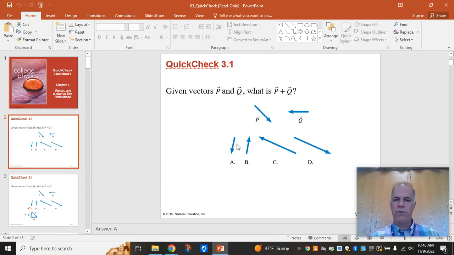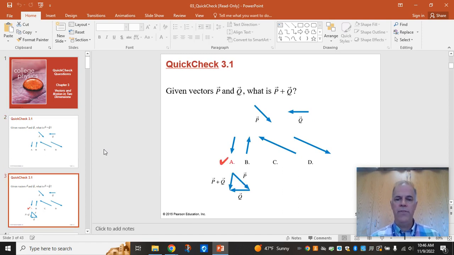All right, so let's start off here. This is the first one. Given vectors p and q, what is p plus q? I'm going to change the answer in 3, 2, 1, and there's your answer. It does show you how to set up the vector diagram. Basically, you're adding vector p plus vector q, and the resultant is this one down here.